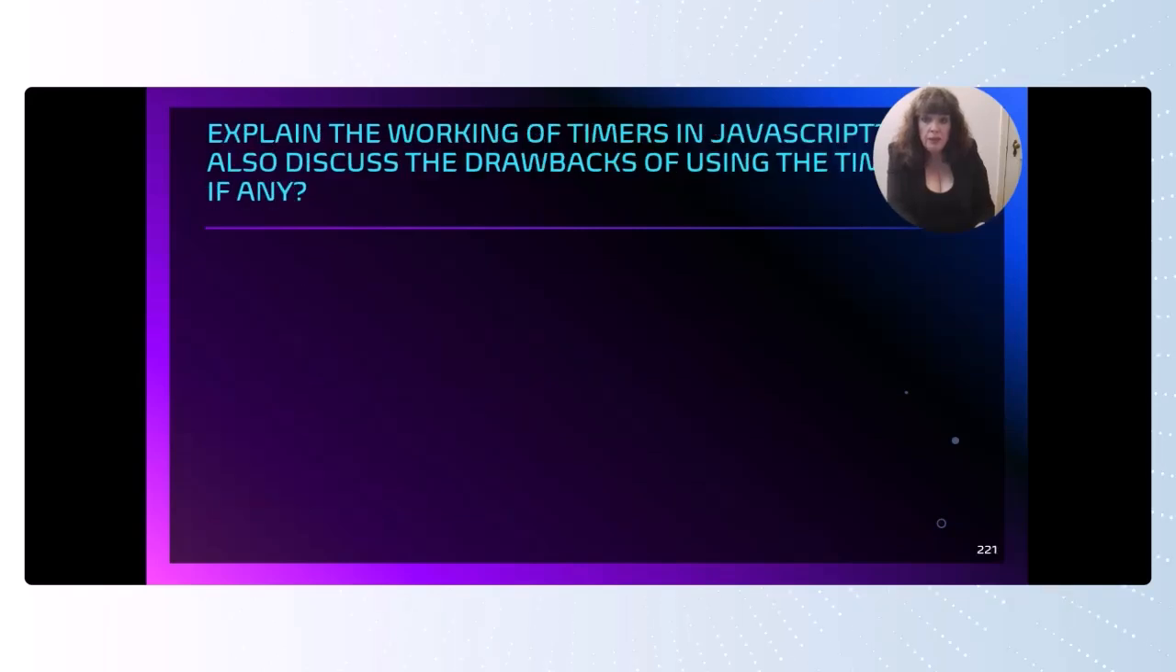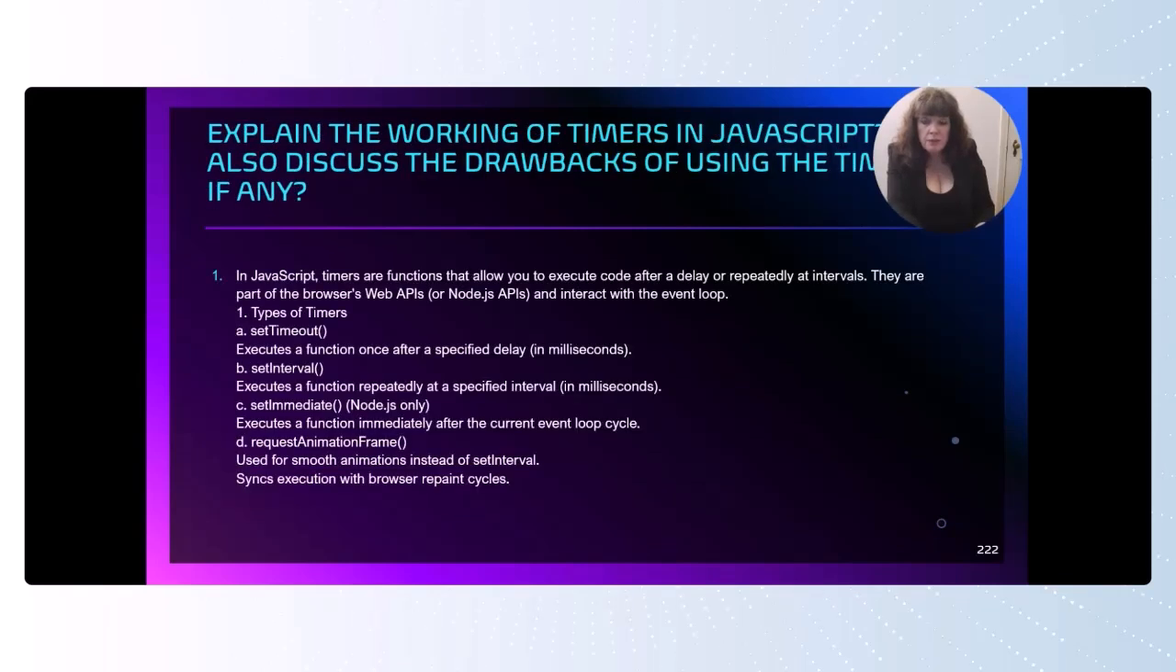Explain how timers work in JavaScript. Types of timers: setTimeout executes a function once after a specified delay in milliseconds. setInterval executes a function repeatedly at a specified interval. setImmediate, that's Node.js only, and requestAnimationFrame.